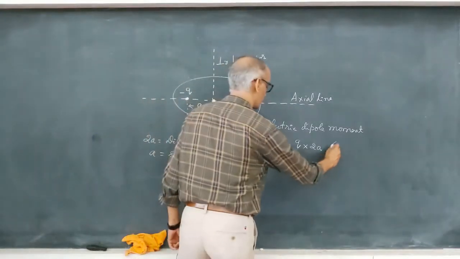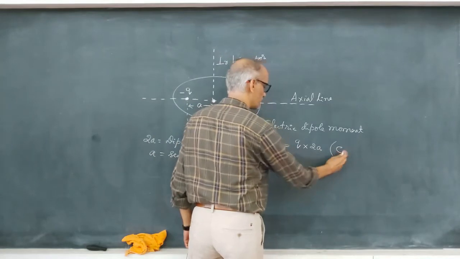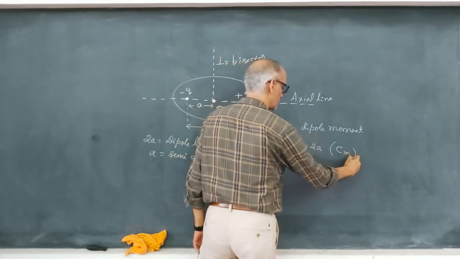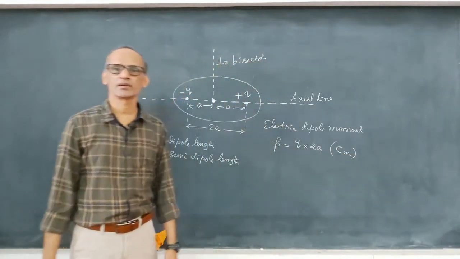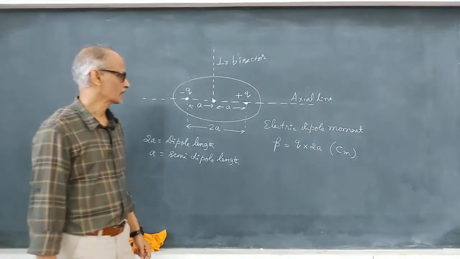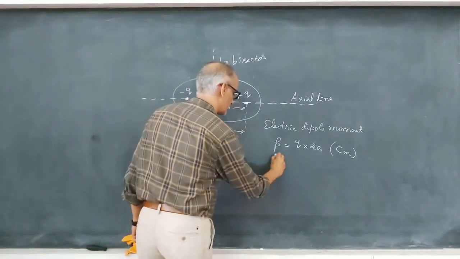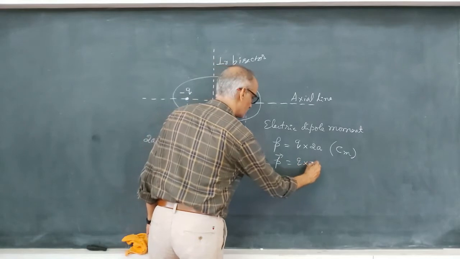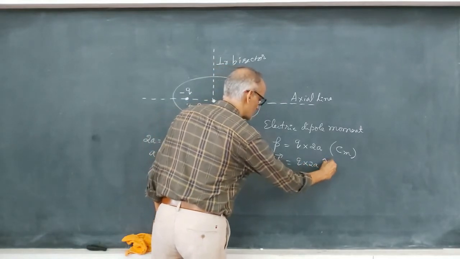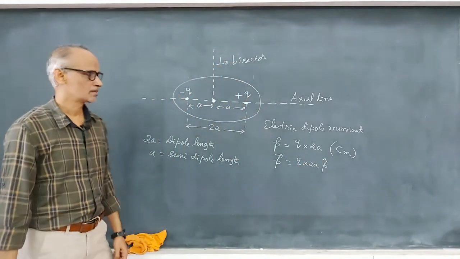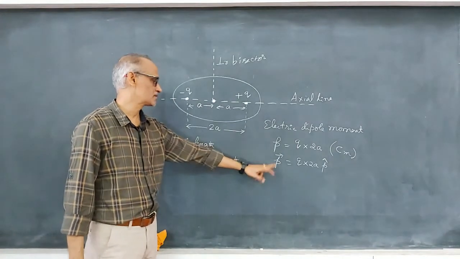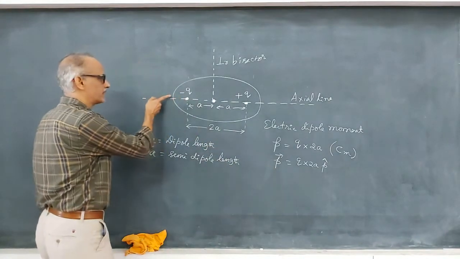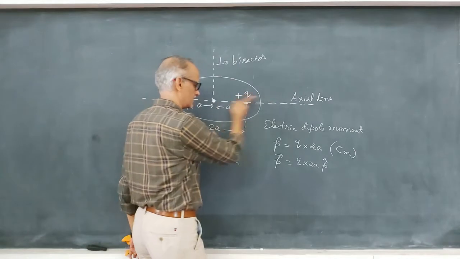Accordingly, you will get the SI unit: charge in coulomb, length in meter. So coulomb meter is the unit of electric dipole moment. And we can write this in vector form. Vector p is equal to q into 2a into a unit vector. So what is the direction of this vector? This vector is always directed from negative to the positive, like this.